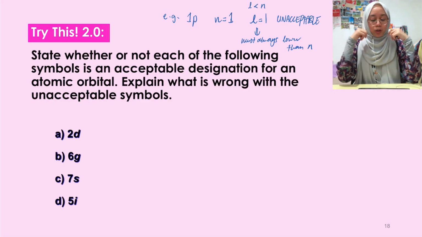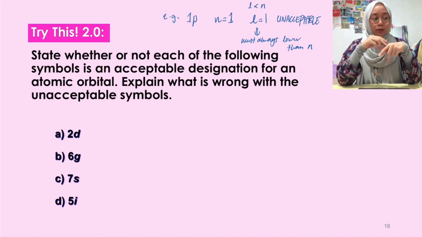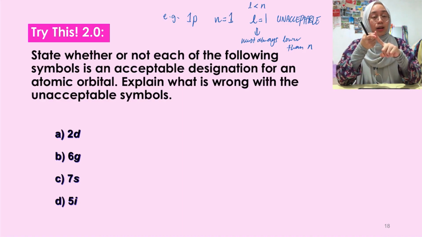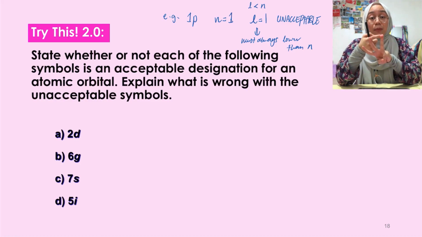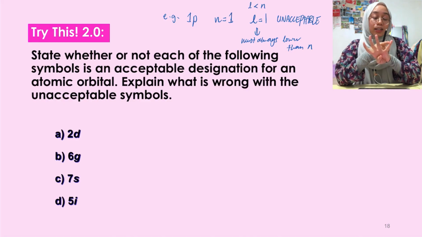Okay, so just to revise balik apa yang kita dah belajar daripada awal. To summarize, so N, okay, so N it determines the energy and also the size of orbital. L pula determines the shape of orbital. Okay, and then M determines the orientation of orbital ataupun the number of orbitals. Okay, and then S mewakili the direction of the electron spin.